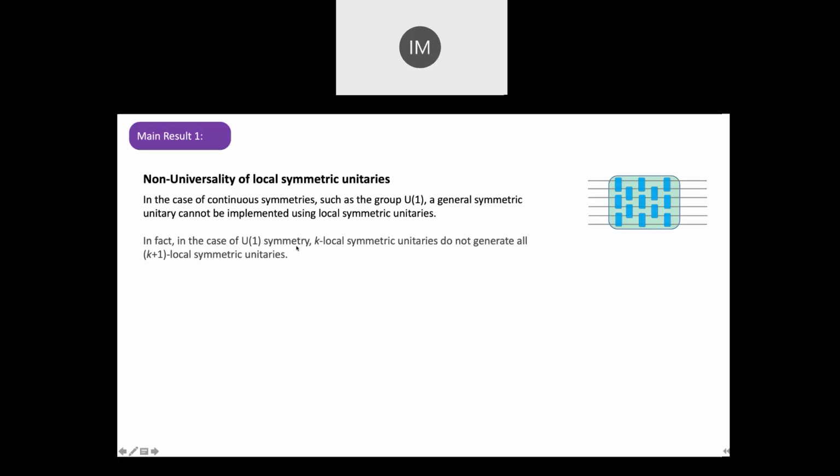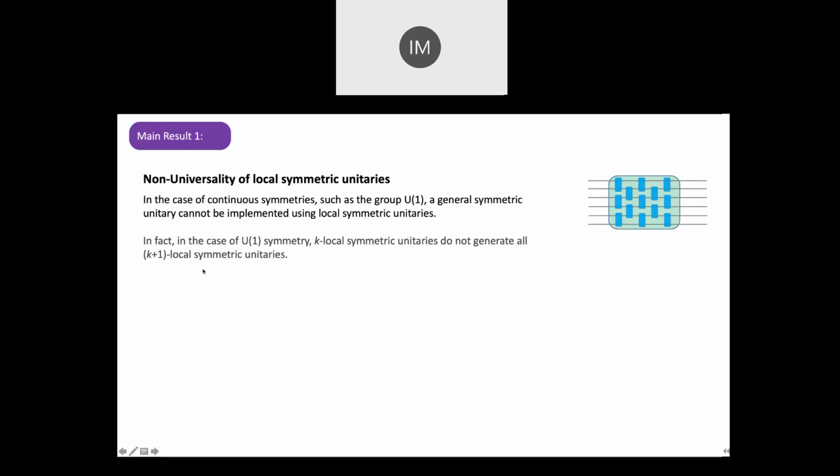local symmetric unitaries, for arbitrary k smaller than n, cannot generate all k plus 1 local symmetric unitaries. So even if k increases with the system size, as long as k is not equal to n, there are some limitations. So it's very strong. Just going beyond 2 local doesn't solve our problem.